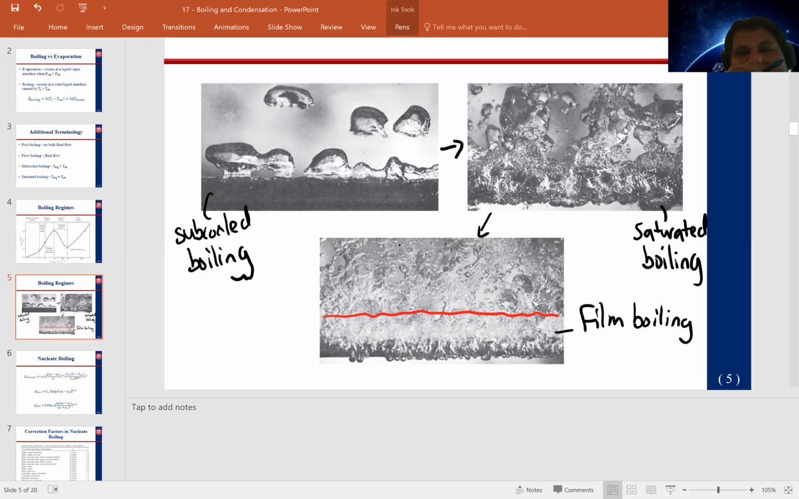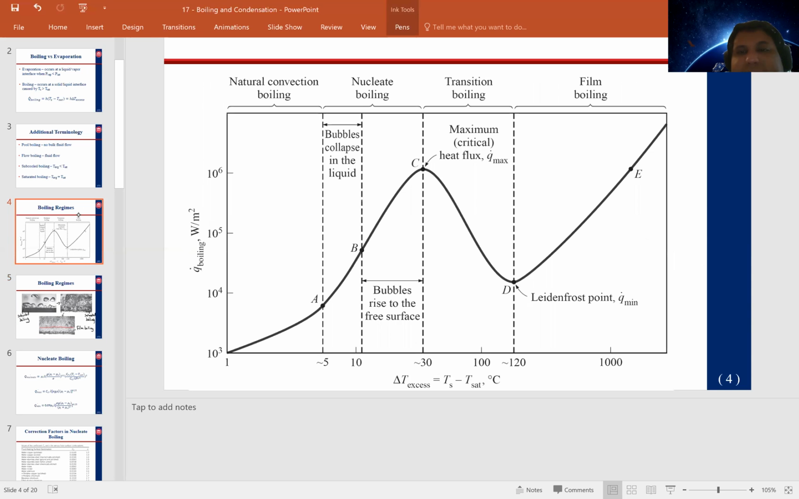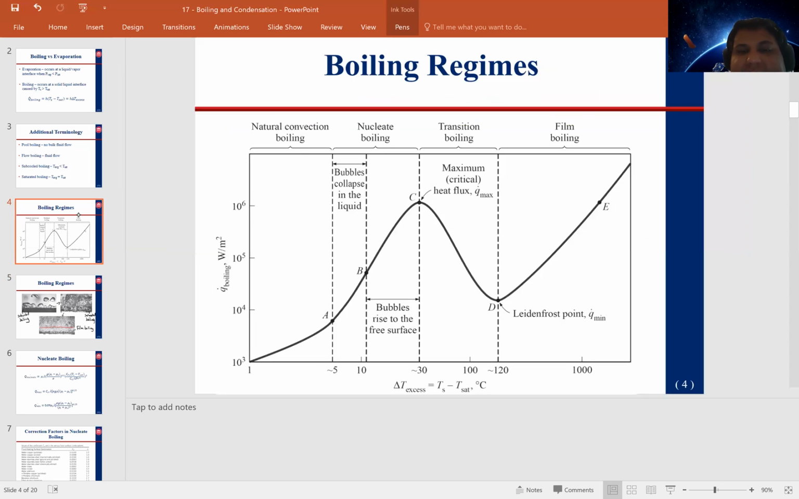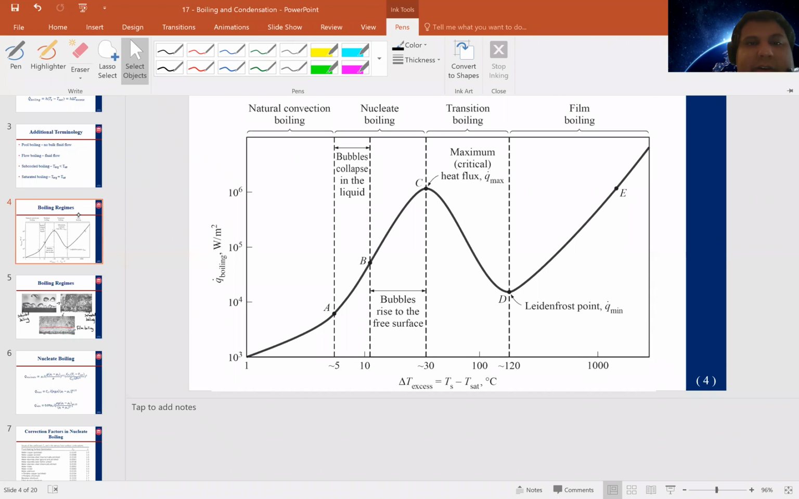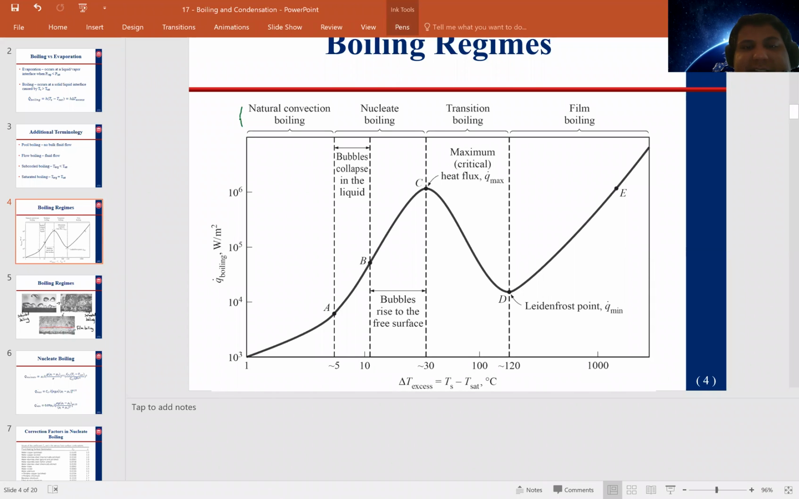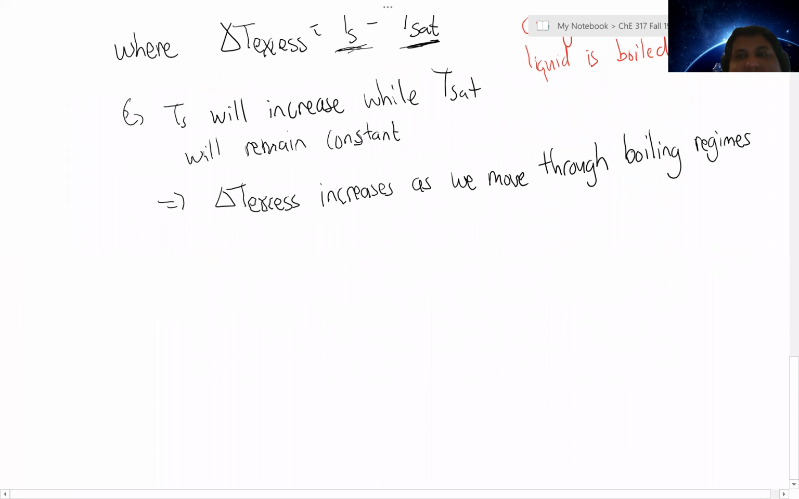And so we can quantify and graph these boiling regimes using what's known as a traditional or typical boiling curve, where initially we see natural convection, then as the system continues, natural convection gives way to the bubble formation, or what we call nucleate boiling. Then as we continue, we see transition and film boiling. And so let's take another look back at some notes, and we'll explain each of these regimes in greater detail.